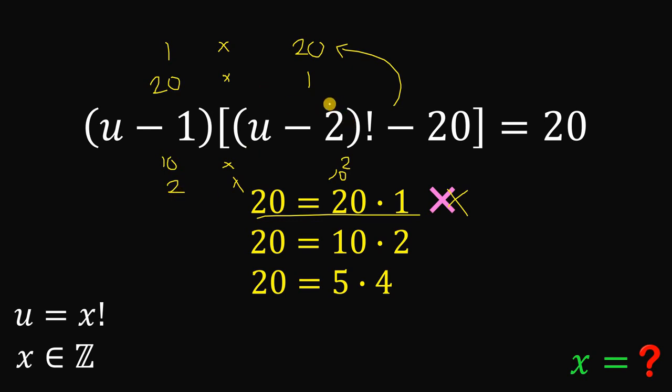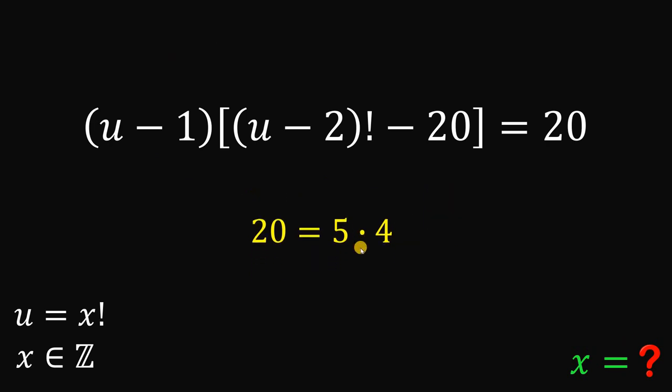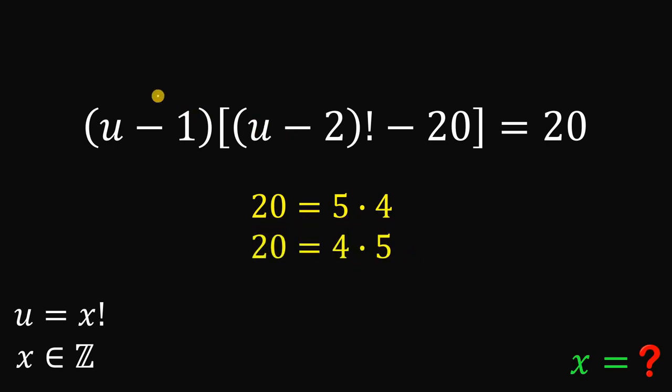Then 3 minus 2, this is equal to 1 factorial, and 1 factorial seems too small, so this factor must be also not possible. So the only left must be equal to 4 times 5 or 5 times 4. So we have two possible cases here. So we have 5 times 4 or 4 times 5. This u minus 1 can be 5, or this can be equal to 4. So this is our two cases.